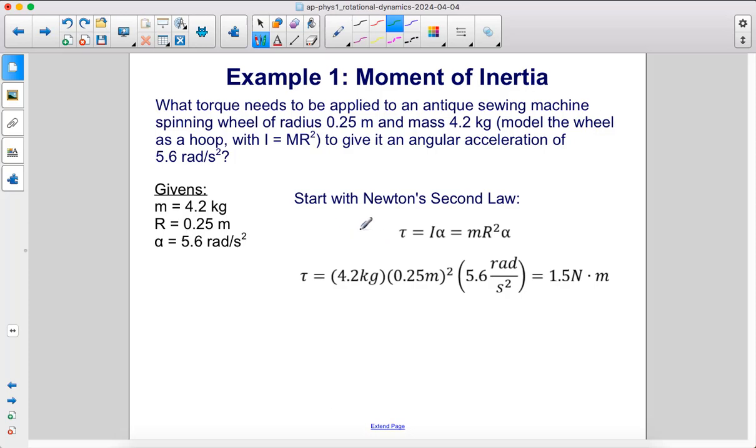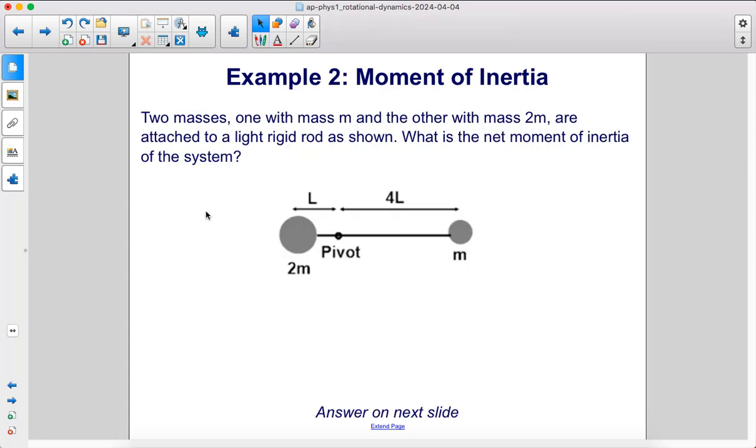All right, so we're going to start with Newton's second law, but instead of F equals ma, we have torque equals I alpha. Because the moment of inertia is mr squared, we're going to go ahead and plug that in here for our moment of inertia, and then we're going to plug in our givens, and we get 1.5 Newton meters of torque.